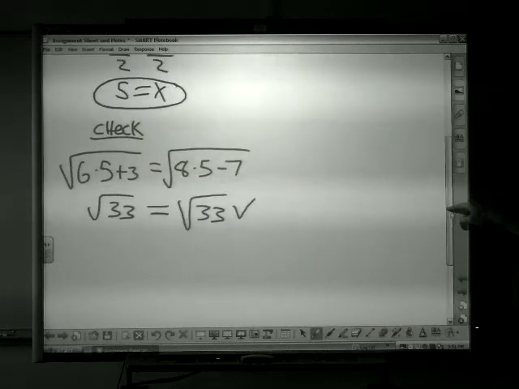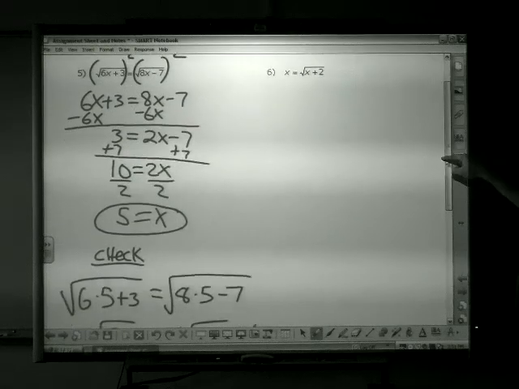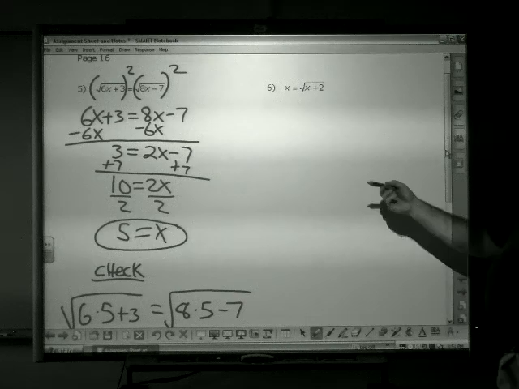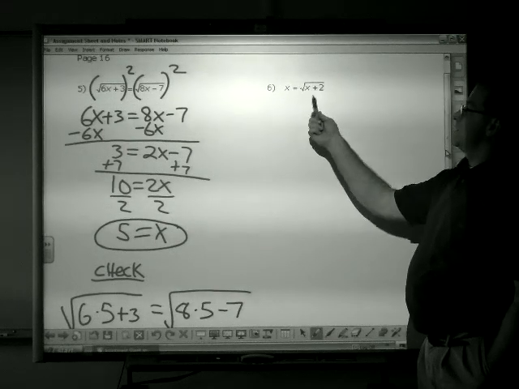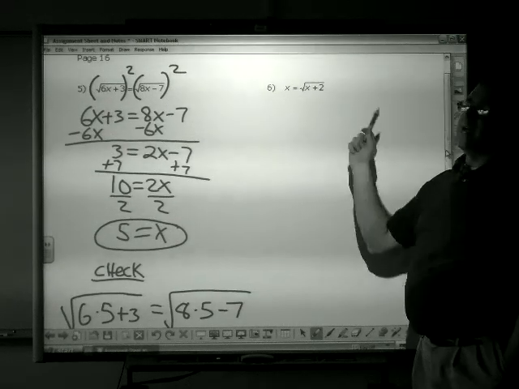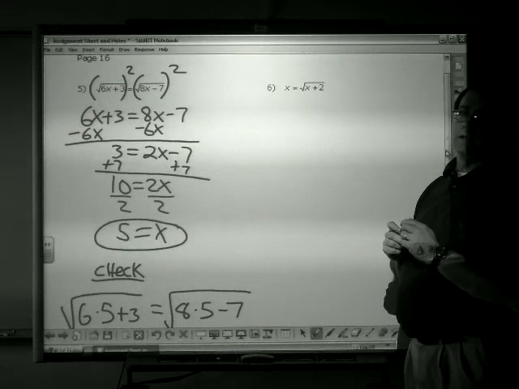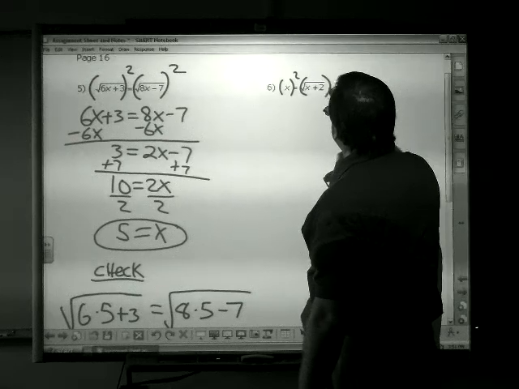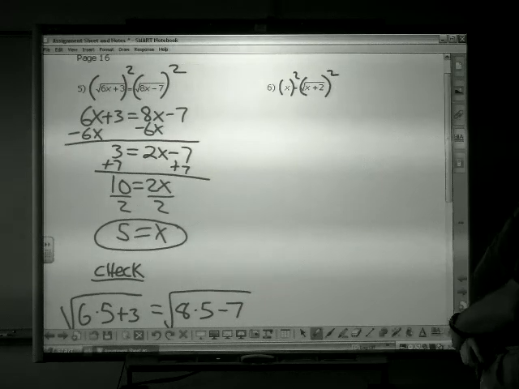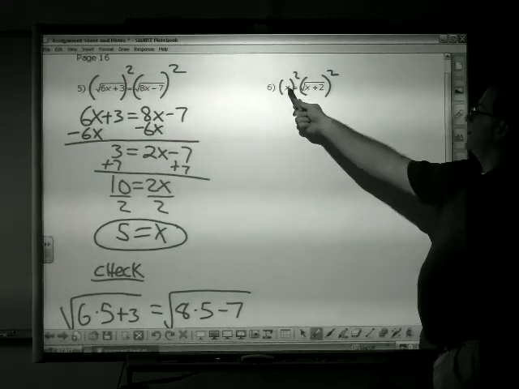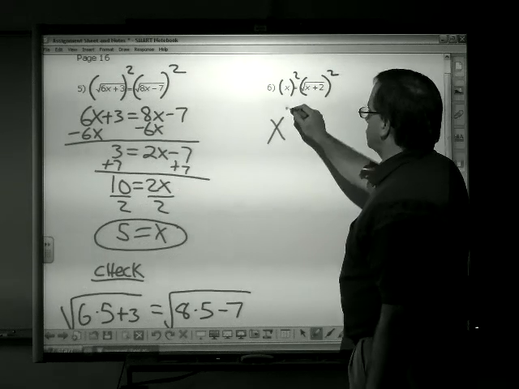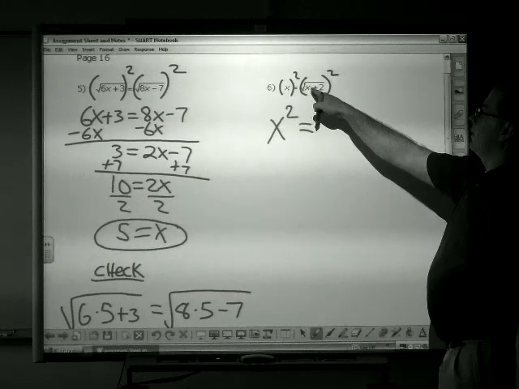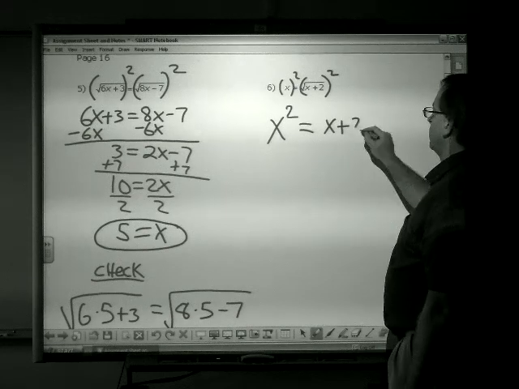Last one for right now. Square root is isolated. Doesn't matter what side of the equal sign it's on as long as it's isolated. Square both sides. Okay? Well, x squared, that's x squared. Square root of anything squared is the anything.